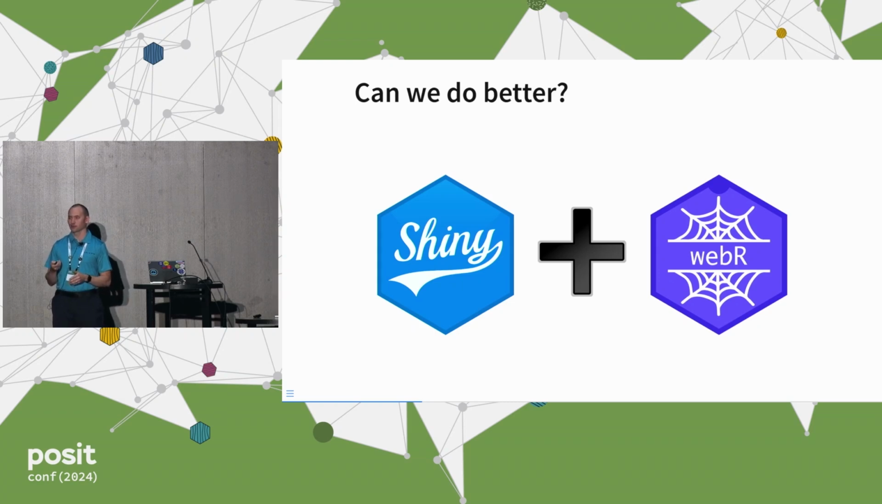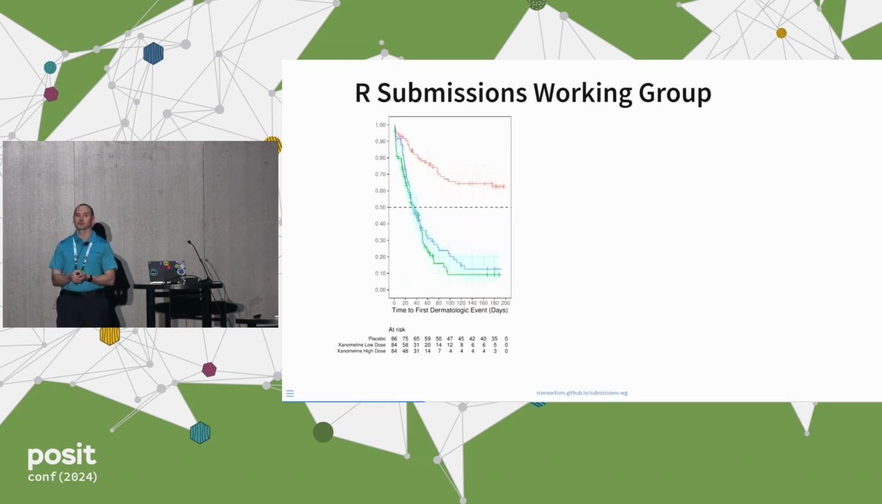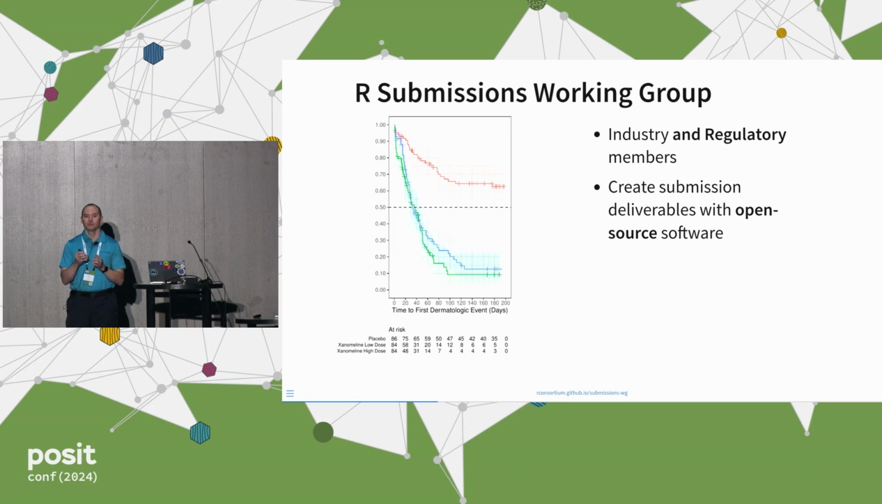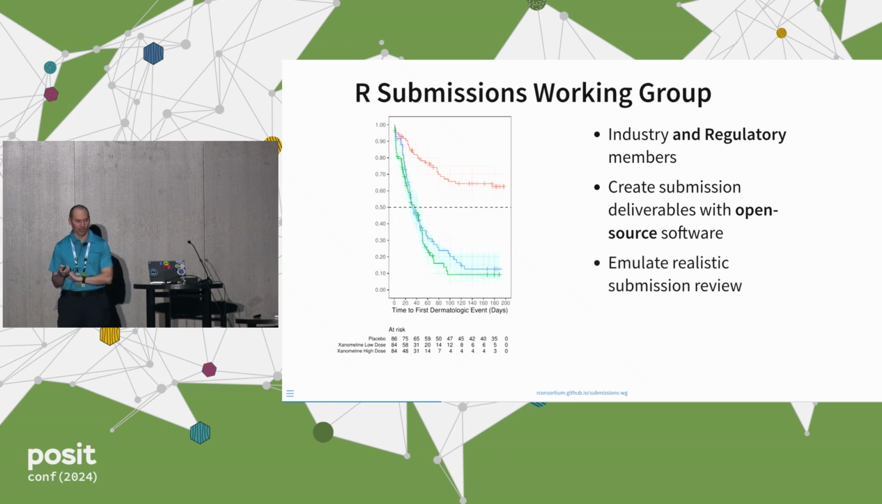That is where the efforts I'm talking about today have been part of what's called the R Submissions Working Group, which is a fully sanctioned effort from the R Consortium. And the key part here is the collaborative nature of this, because this is not just sponsors or industry members, it is also regulatory members that are hand in hand joining on this journey. It is also being able to create submission deliverables with open source in mind. This is not a proprietary solution. We want everything to be transparent and, again, collaborative.